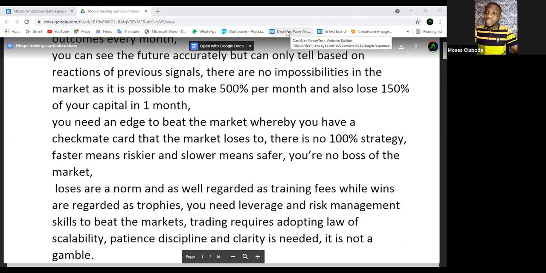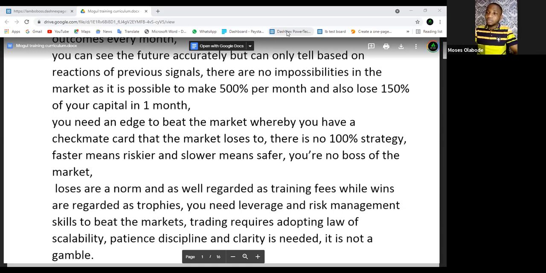You need leverage and risk management skills to be able to beat the markets. All right. So this means that when you are trying to make money, when you're entering the market, you're risking 1% to make 2%, risk 1% to make 3%, risk 1% to make 4%, risk 1% to make 5%. That is 1 to 2, 1 to 3 RRR. That is risk to reward. 1 to 4, 1 to 5 RRR, right? Risk to reward. So that is leverage, so that when you lose, you still have money to run your next trade.